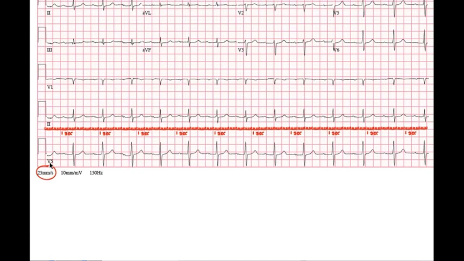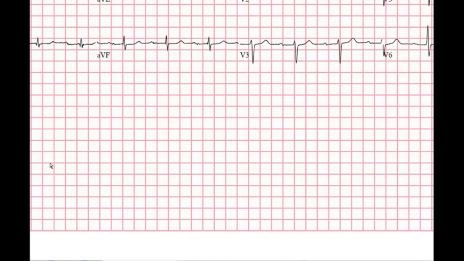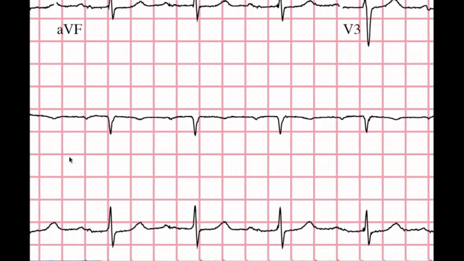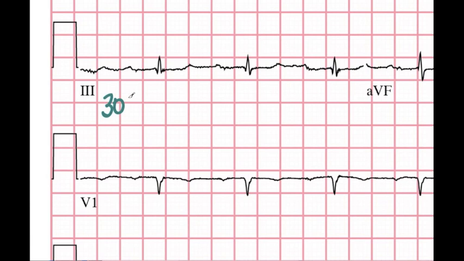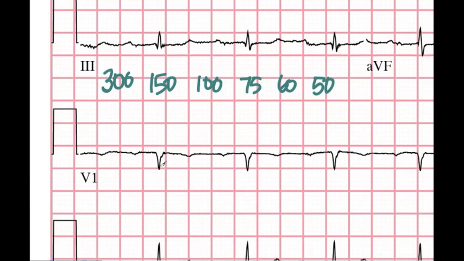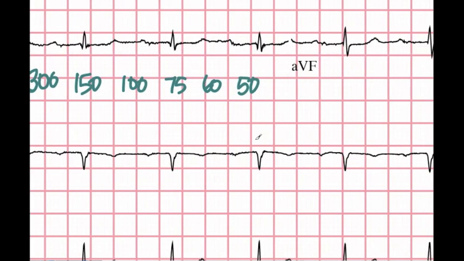Now let's calculate the rate. Before we do so, I want you to take a look at a couple of important numbers we want to remember. And these numbers are 300, 150, 100, 75, 60, and 50. I'll show you how to use these in a second. So we want to know what is the rate given these beats here. So let's try and find one of these QRS complexes that falls right on one of these lines.